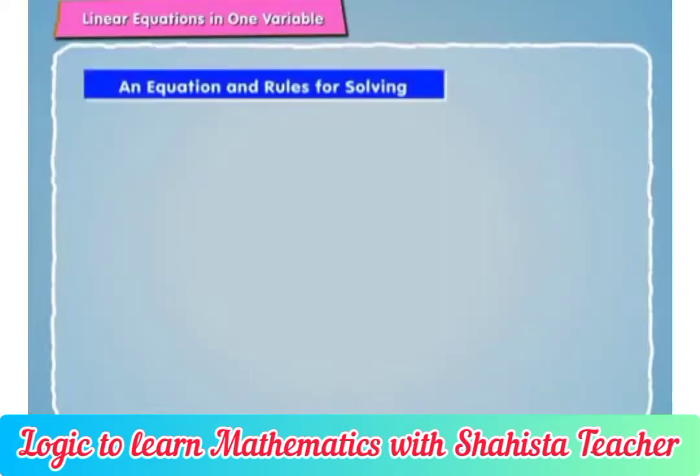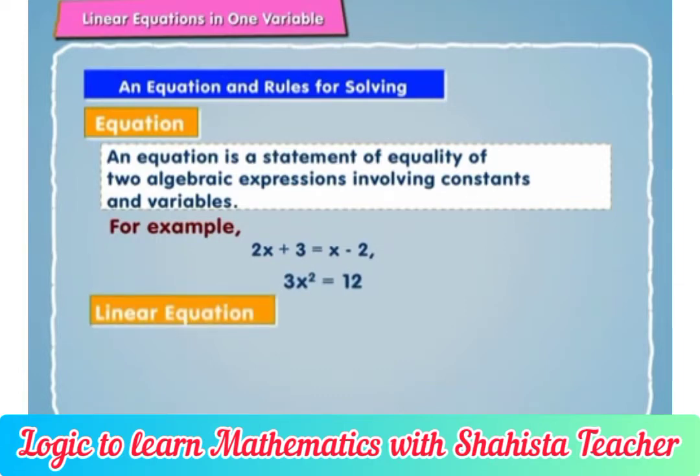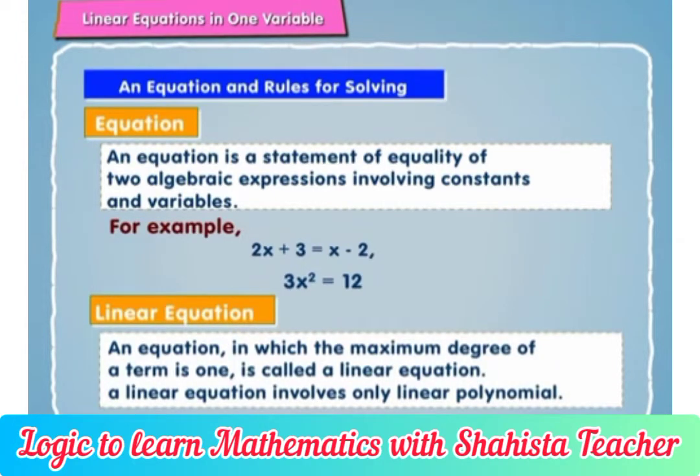Now let's understand an equation and the rule for solving a linear equation in one variable. An equation is a statement of equality of two algebraic expressions involving constants and variables. Variable means alphabet. Here x is the alphabet, so 2x + 3 = x - 2 has a single alphabet, that is one variable. Here 3x² = 12. Now linear equation: an equation in which the maximum degree of a term is 1 is called a linear equation.